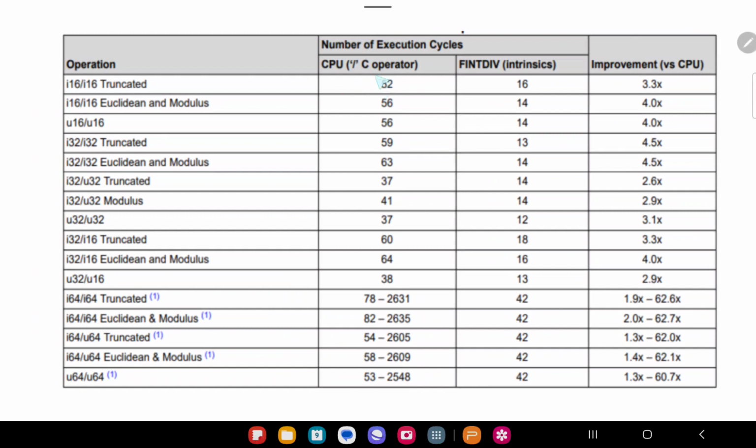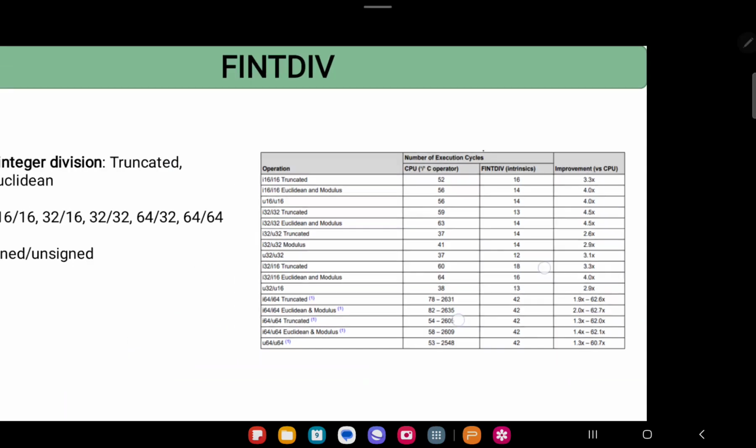When you are using the CPU and a C operator and you are doing 16-bit divided by 16-bit, the number of execution cycles will be 52. But when you are using the fast integer division, it takes 16 execution cycles. So the improvement will be 3.3 times faster when you are using the fast integer division module.